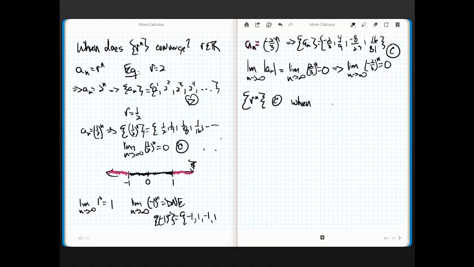When r lives between 1 and -1, but non-inclusive at -1, but inclusive at 1. That's going to be a useful little piece of information.